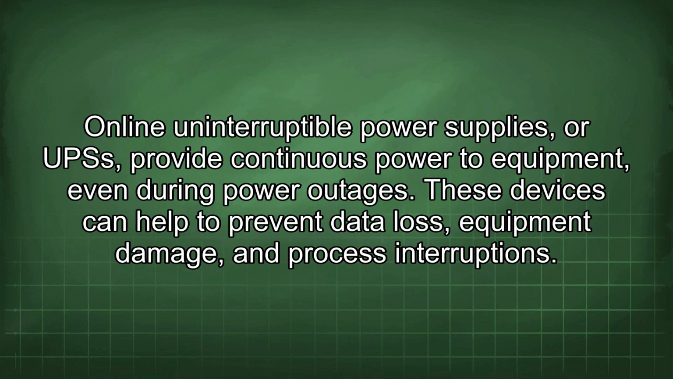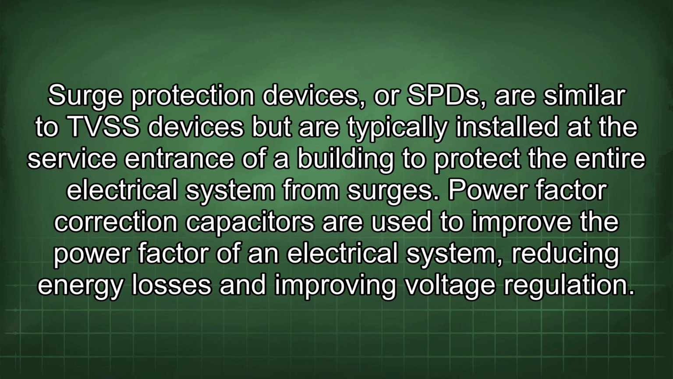Online uninterruptible power supplies, or UPSs, provide continuous power to equipment, even during power outages. These devices can help to prevent data loss, equipment damage, and process interruptions. Surge protection devices, or SPDs, are similar to TVSS devices but are typically installed at the service entrance of a building to protect the entire electrical system from surges.